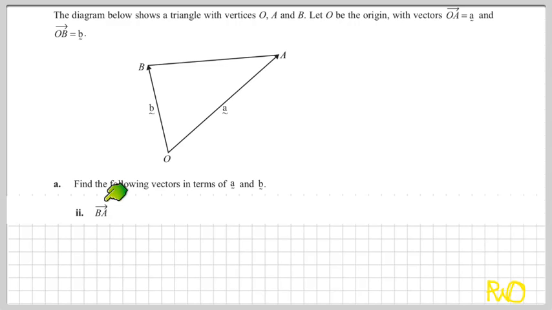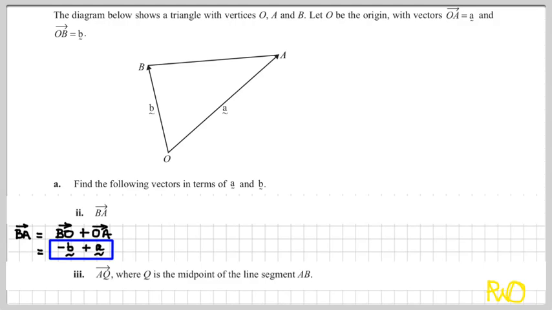Now, same diagram, but this time vector BA. Well, that's easy. Let's just go from the tail. B's the tail. It'll be minus B plus A, I think. Won't it? Yes, that's right. Yes, very good. Excellent. Okay, good. Cooking.